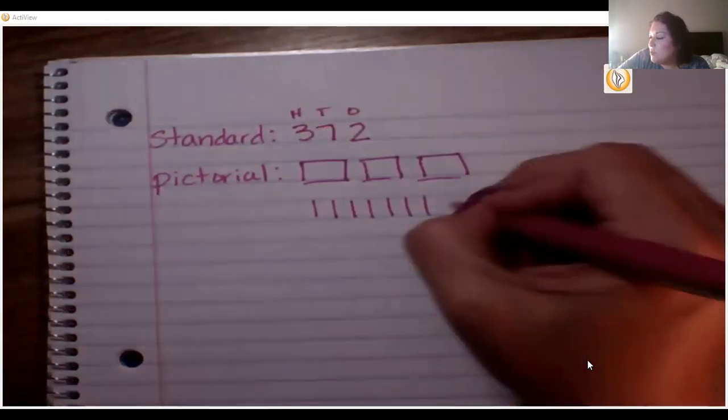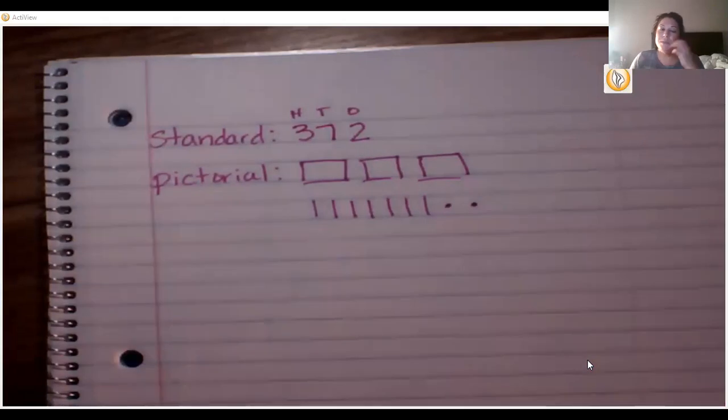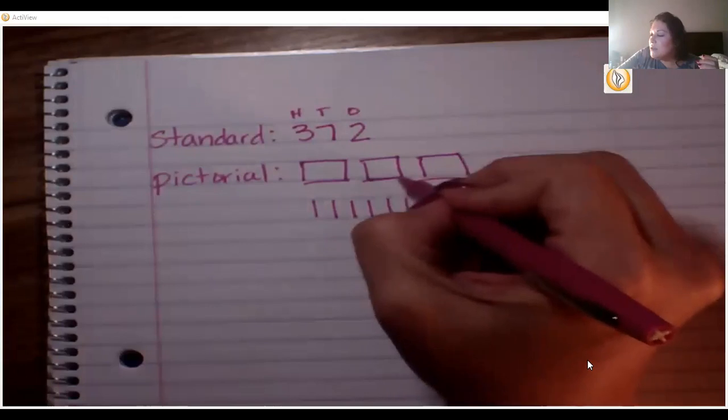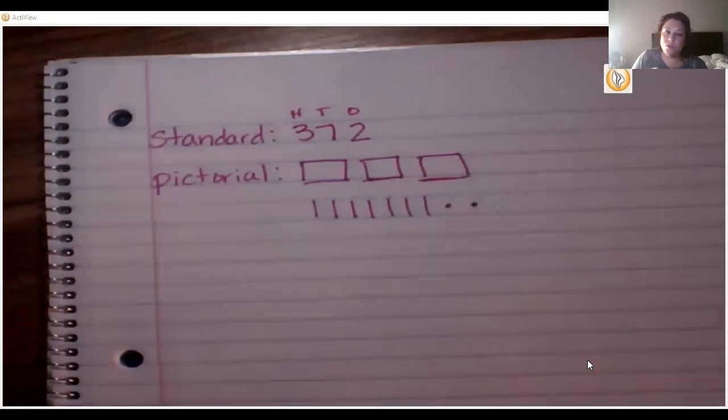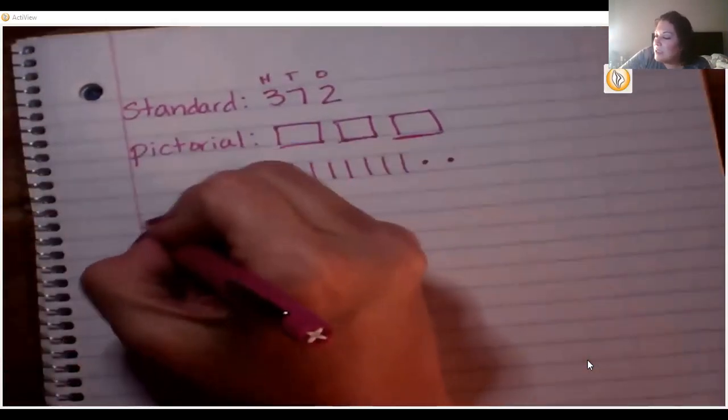have 2 of those. Remember, these are the little bitty dots. You don't want to make tiny little squares because that can get confusing between whether it is a hundreds or a one. So we represent the ones with just the little dots. And this is our number 372 in pictorial form. Now, the next one I wanted to work on with you was expanded.